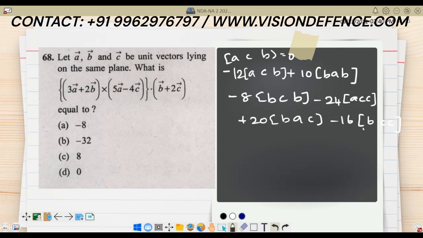We have made everything into a dot product, that is, a scalar triple product. Everything is going to be 0 because everything is coplanar. Now the answer is 0.